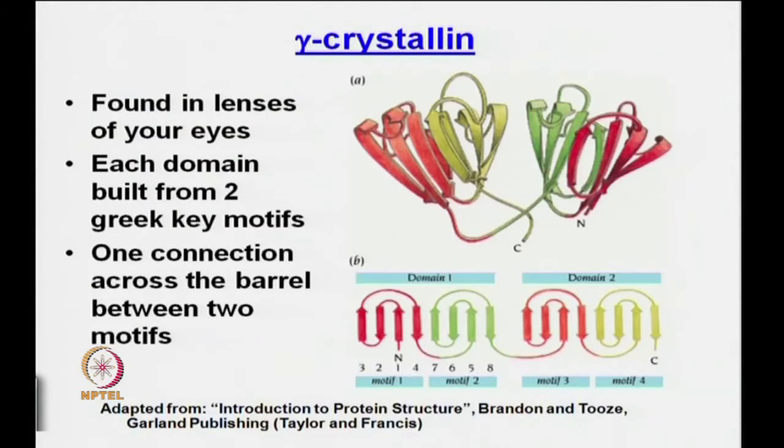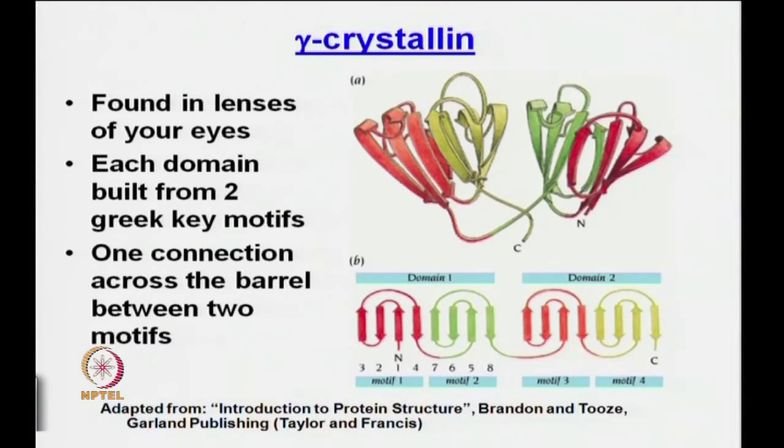What you can see in the topology diagram is, just look at this. Here you can see this 8 beta strand is linked to one strand in domain 2. So, this is the linker we are talking about. So, again, gamma crystalline is made up of 2 Greek key motifs. One is forming domain 1 and the other one is forming domain 2. What we will do in the next slide is look at one of these domains in some detail, at least the connectivity. So, you can appreciate why this topology diagram is so important, why people talk about this topology all the time when you talk about protein structure or structural hierarchy.